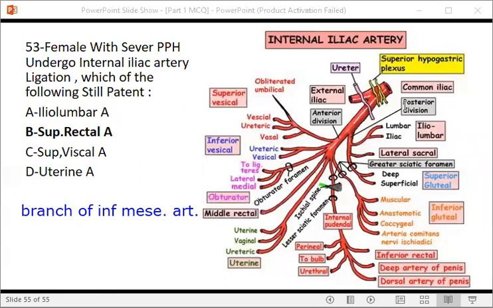Okay, you know this is the external. I'll try to zoom in on this one. This is the external, and here is where the ureter is coming above, and the superior hypogastric plexus is above them. This is the external iliac, this is the internal iliac, and it has the anterior division and the posterior division. In the posterior division there is the iliolumbar, lateral sacral, and superior gluteal. In the anterior division, we have the superior vesical, the inferior vesical, obturator, middle rectal, uterine, internal pudendal, and inferior gluteal.